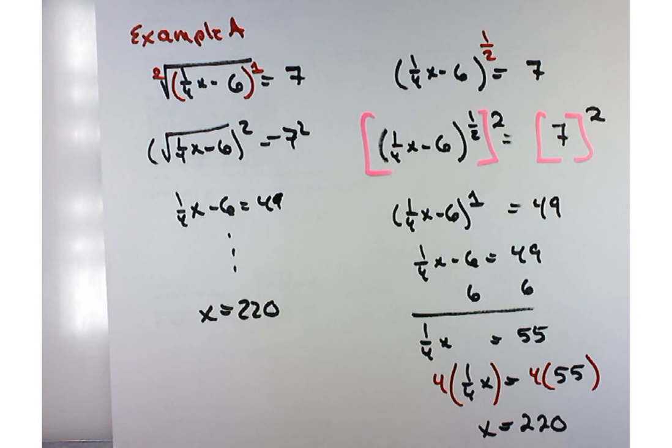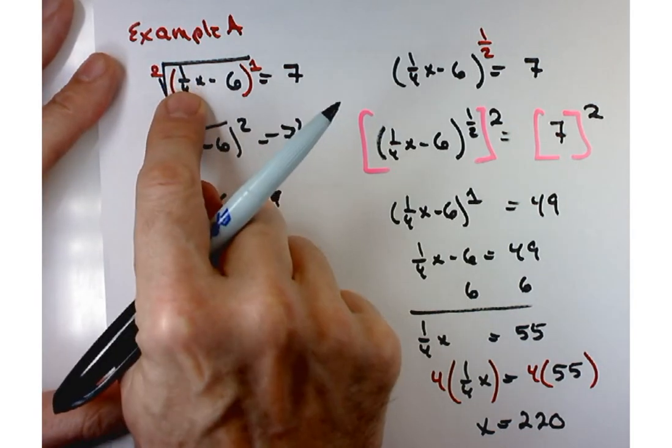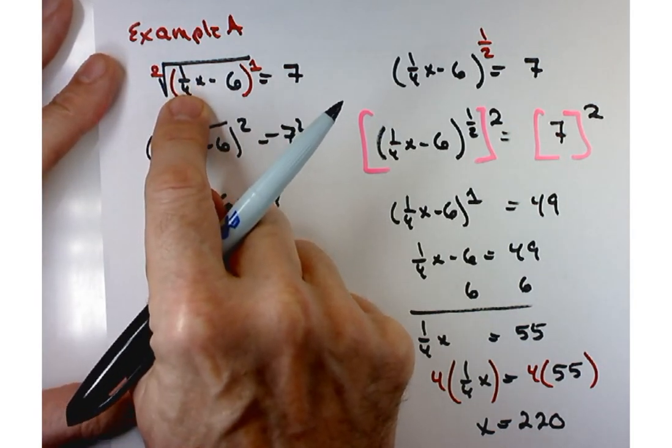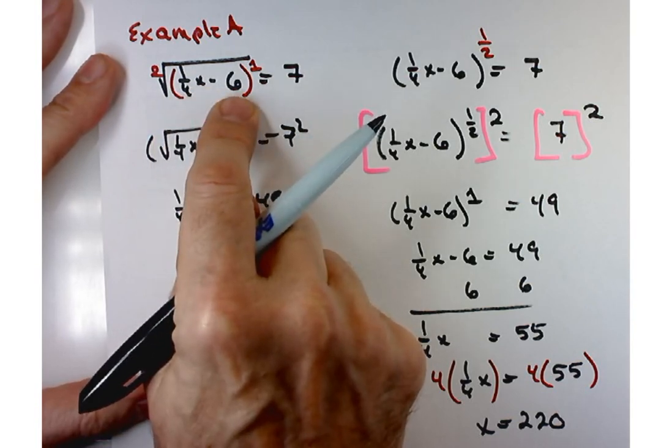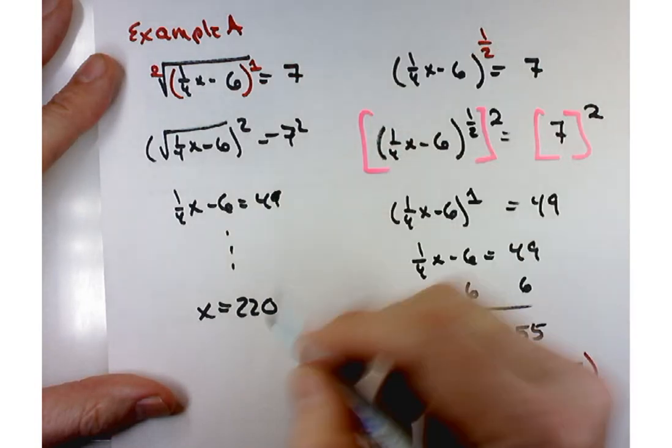Now, just like everything else, you can check your answers on these problems. How would we check our answer in something like this? Yeah, plug it in. 1/4 of 220, well, it's 55. 55 minus 6 is 49. Square root of 49 is 7. So it checks.